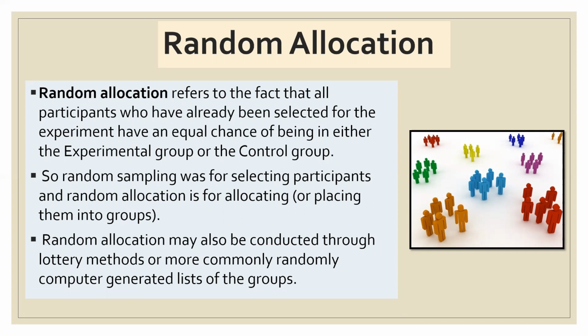Random allocation is really important. It's not so important for generalizing results, but it's more important for ensuring the general reliability of the results and making sure that there's no bias in terms of how the participants were allocated, because we know if there was bias, it could go on to reduce the reliability of the results that are obtained. So remember, allocation always happens after sampling, not before, always after.